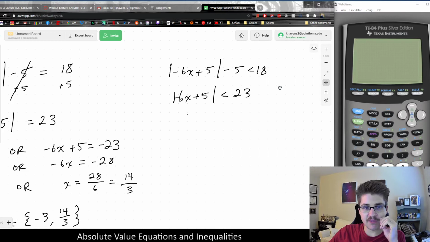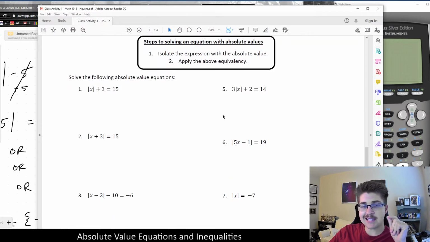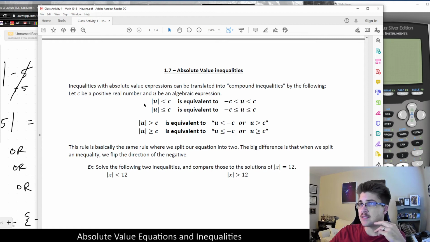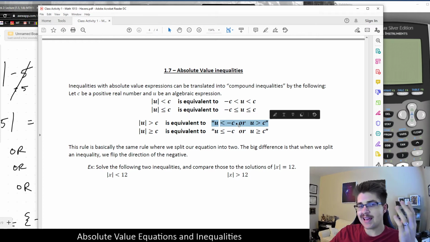So I get the absolute value of negative 6x plus 5 is less than 23. And then again, I would apply the equivalency. So the one thing I want to reiterate is that it's different for inequalities, and it's different depending on whether the absolute value is less than something or greater than something. When it's less than something, it always creates what I call an inequality sandwich. And when it's greater than something, it always splits as an OR. But it works in very much the same way that the equation does.